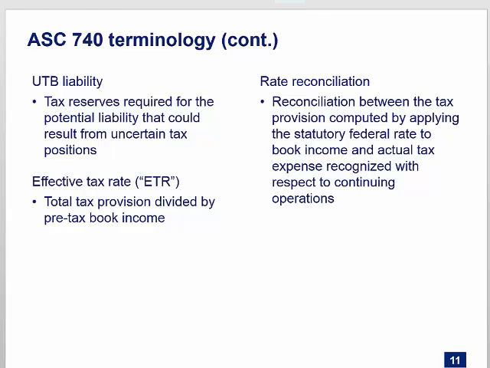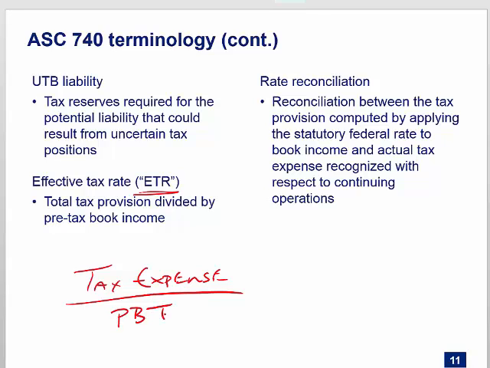The second term here is effective tax rate. And this term is very important. We're going to use this term frequently. The effective tax rate is probably the most commonly referred to term around income tax accounting among tax professionals and financial executives. And the effective tax rate is your tax expense divided by your profit before tax. So that's the percentage of your profit before tax that is your taxes.